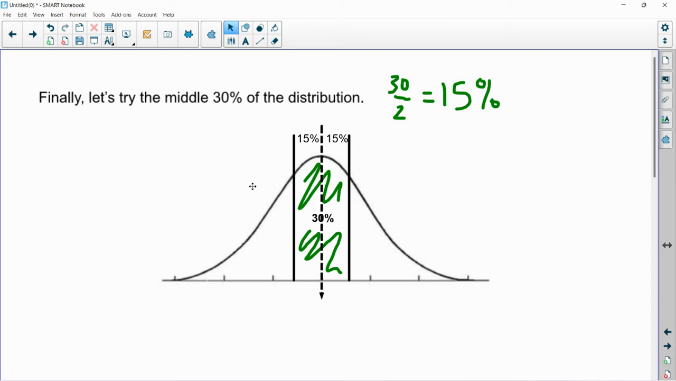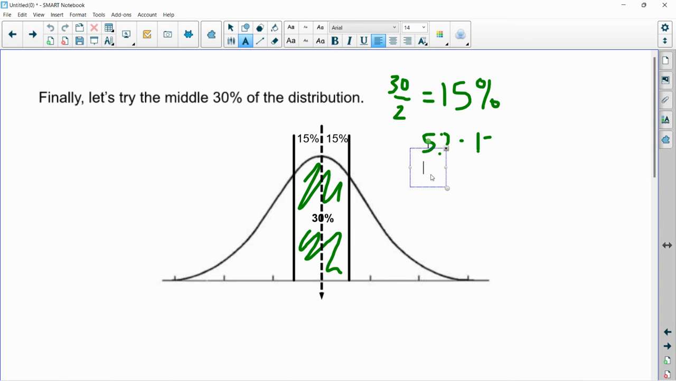Why it's important is this dotted line represents the halfway mark. So 50% of the data is to the left. If 15% is here, I can take my 15 and subtract it from that 50. So if we take 50, 35% left over. It's over here is 35%.